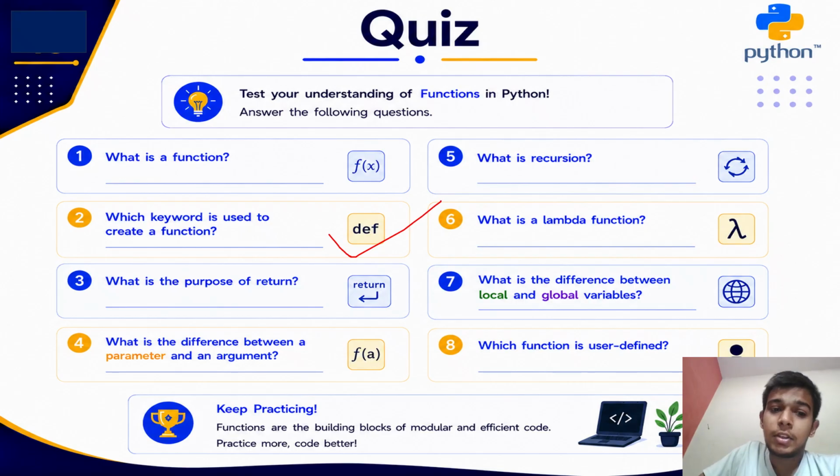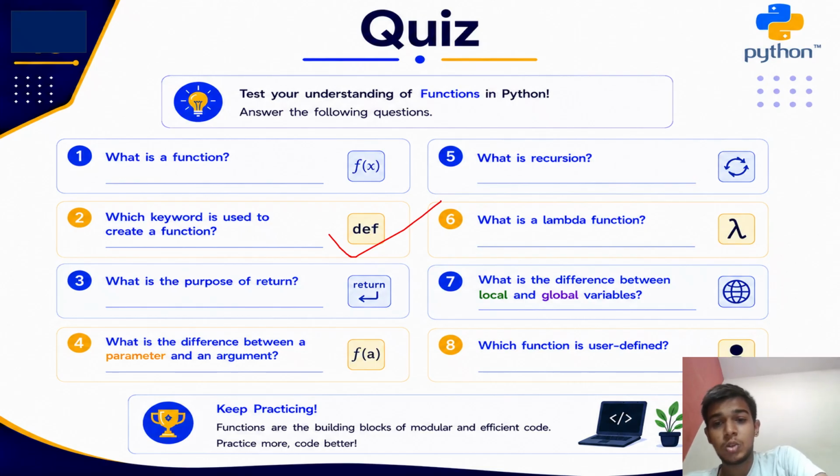Now, what is a lambda function? Our sixth question. A lambda function is a small anonymous function created using the lambda keyword. It is mainly used for short and simple operations. Seventh question is, what is the difference between a local and a global variable? A local variable is created inside a function and can only be used inside that function, while a global variable is created outside a function and can be accessed throughout the program.